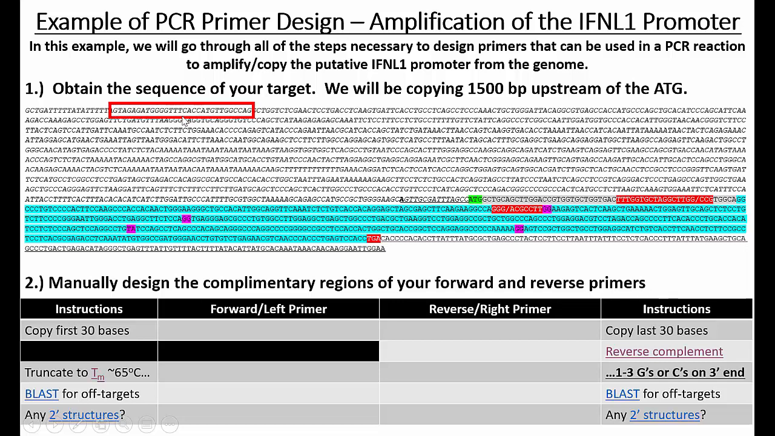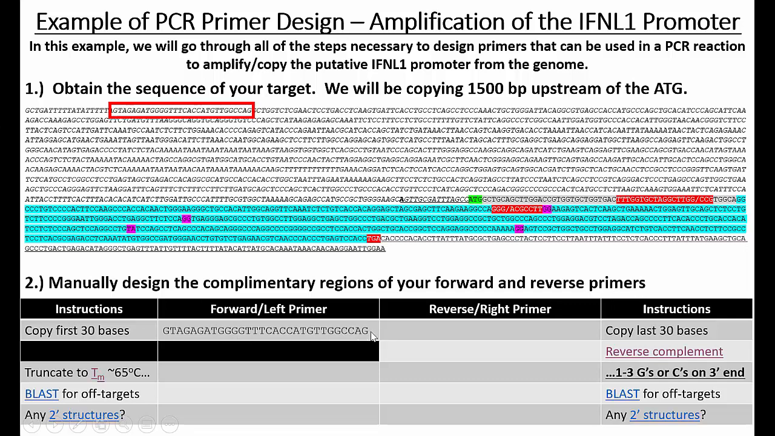And that's something you might have to do. You might have to shift your primer downstream, upstream, to get the best primer possible. That's definitely okay, as long as you're amplifying most of the region here. Alright, so let's say that's going to be my forward primer. I'm going to start there with that GTAG. I'm just going to copy 30 bases there. That's a good starting point.